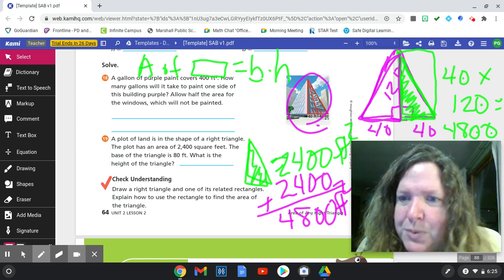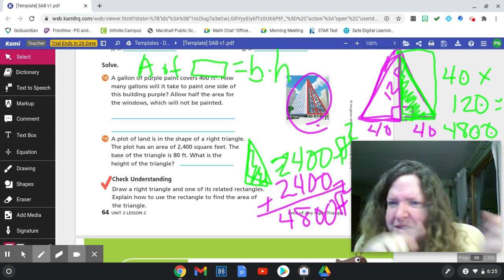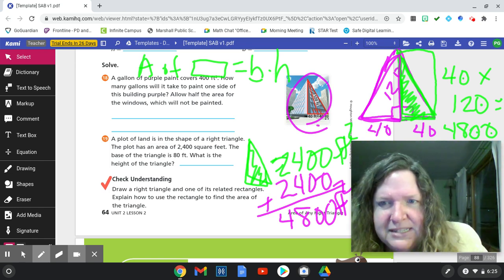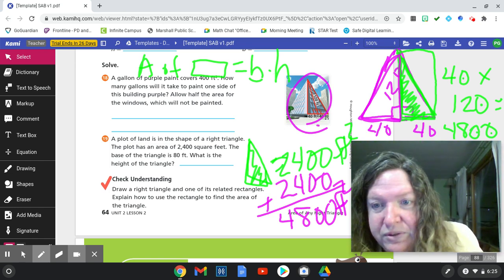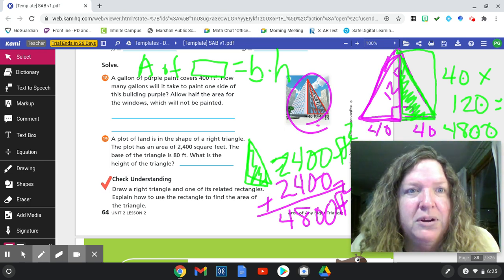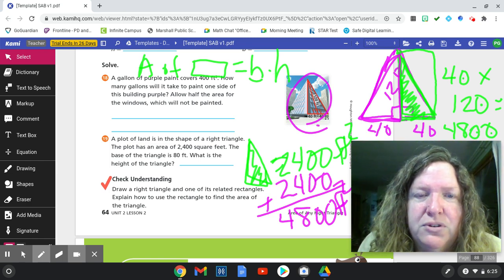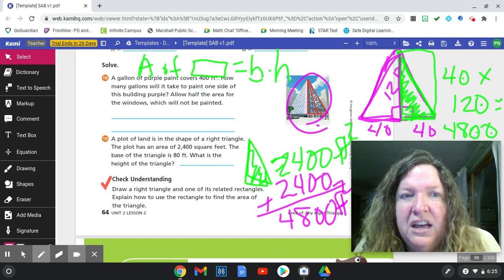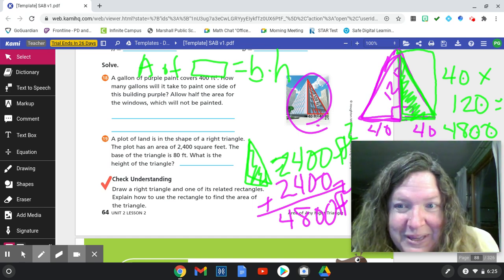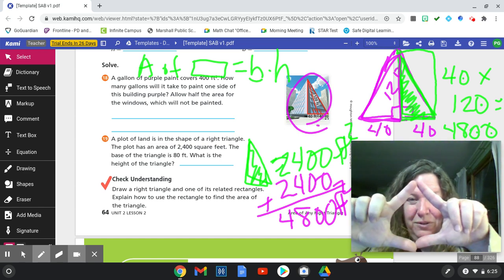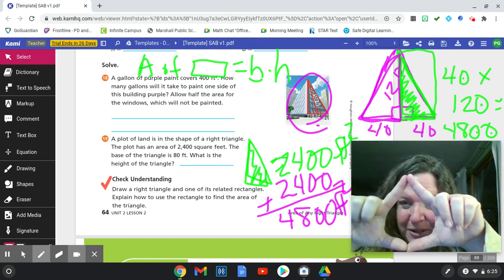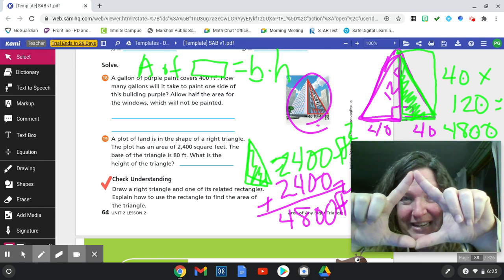Let's go back and reread. This is what makes the problem so tricky. So we have to keep going back and saying, did we find the answer yet? Nope, we found part of the answer. Let's find another part. A gallon of purple paint covers 400 square feet. How many gallons will it take to paint one side of this building? So we're not actually looking for the surface area that's covered on the building. We want to know how many gallons of paint we need.